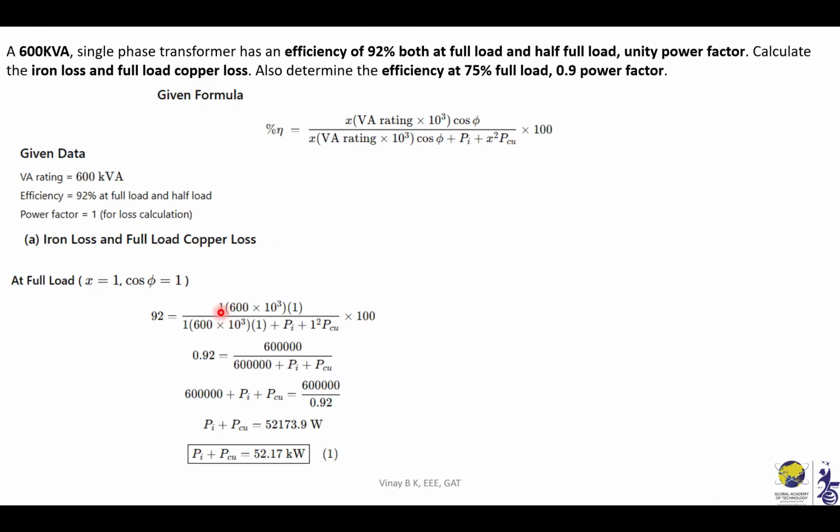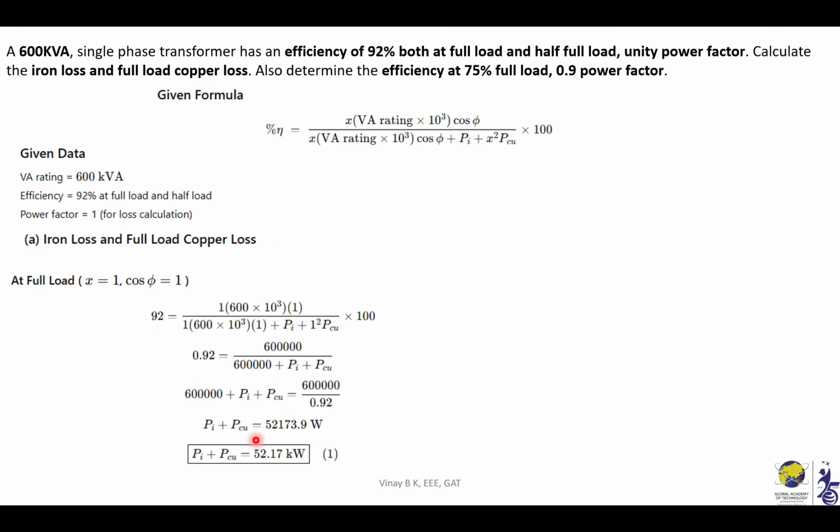And X is 1, VA rating is 600 into 10 to the power 3 into power factor 1. And the only unknown values are PI and PCU. So after substituting this, next we'll get 0.92 equals 6 lakhs divided by 6 lakhs plus PI plus PCU. So you just interchange these two, 0.92 and the denominator, we'll get 6 lakh plus PI plus PCU equals 6 lakhs divided by 0.92. So once after doing the simplification, send the 6 lakhs to the right side.